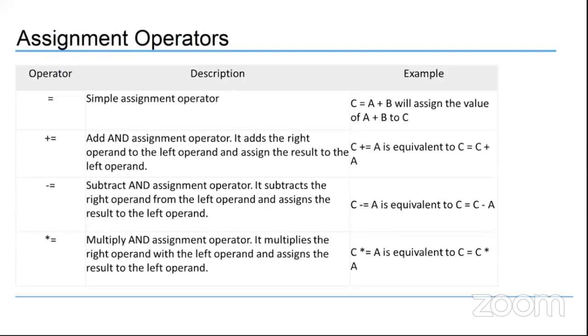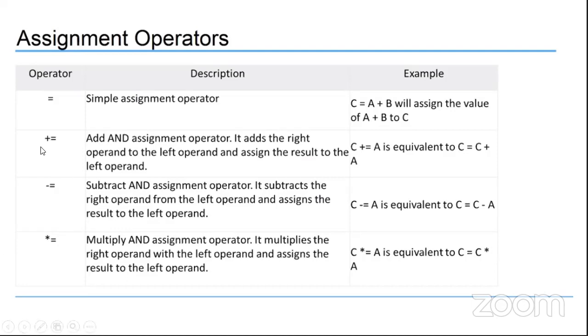So we are now going to see the assignment operators. Okay, is equal to denotes a simple assignment operator. If I have two values a and b, and I want to assign the addition of both to another variable c, I'll write c is equal to a plus b. The two values get added, and that value I assign to c, so I use is equal to.